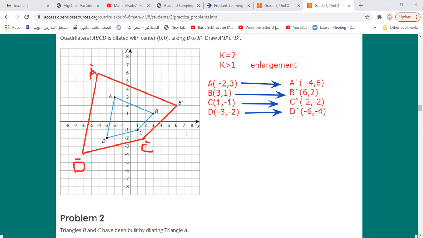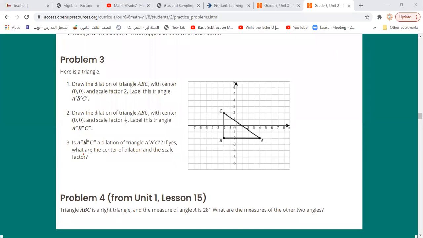Okay, so this is how we are going to calculate by dilation for the first question. Any question about this? Finished. Next: is A prime, B prime, C prime a dilation of triangle ABC? If yes, what are the center of dilation and scale factor?